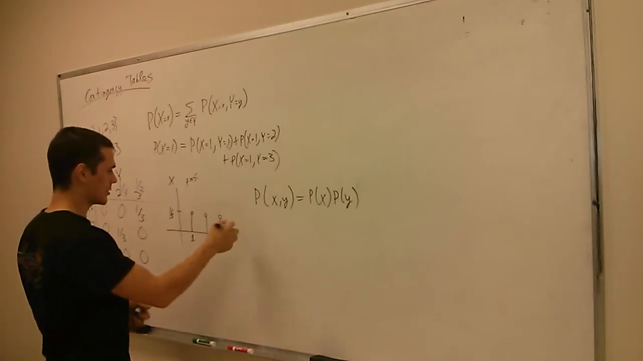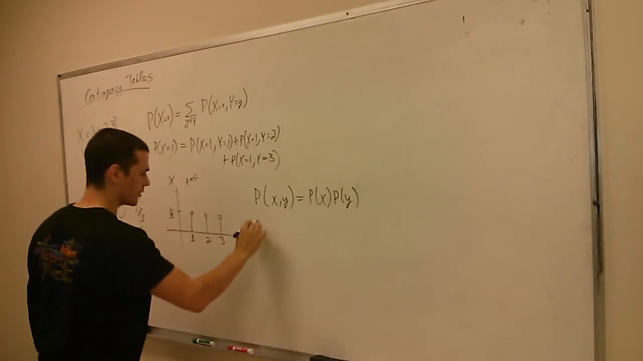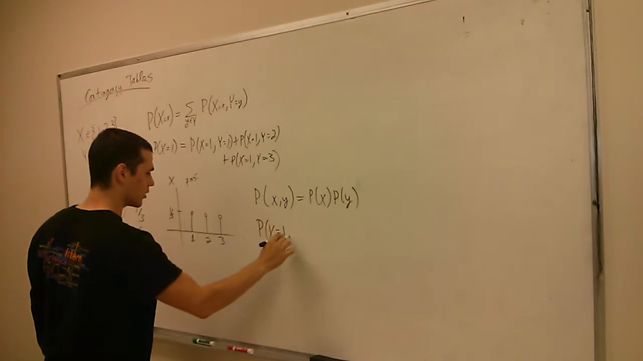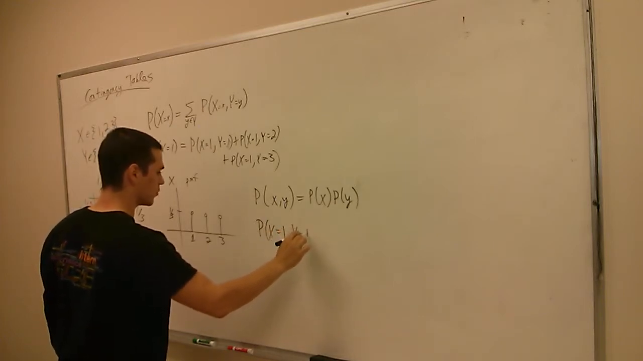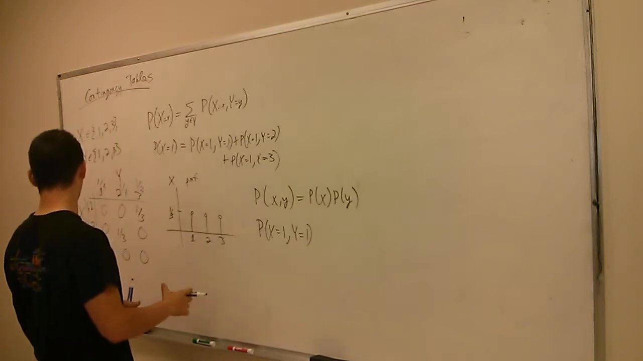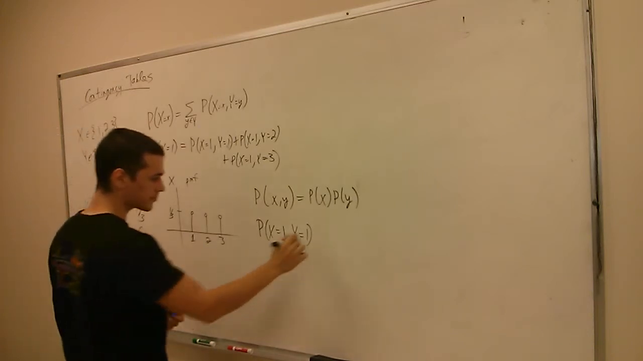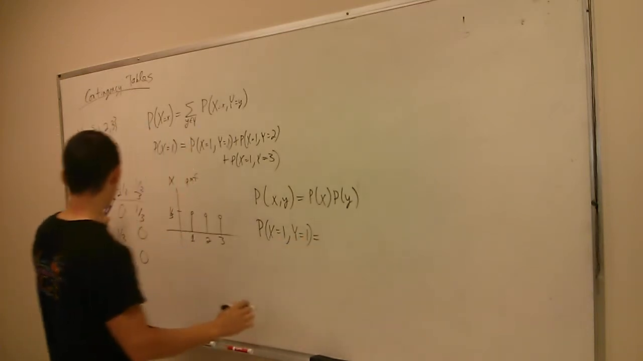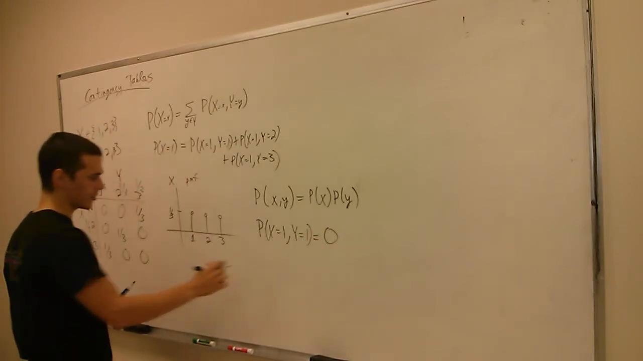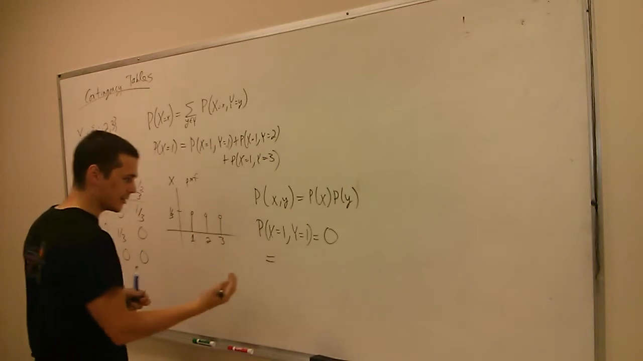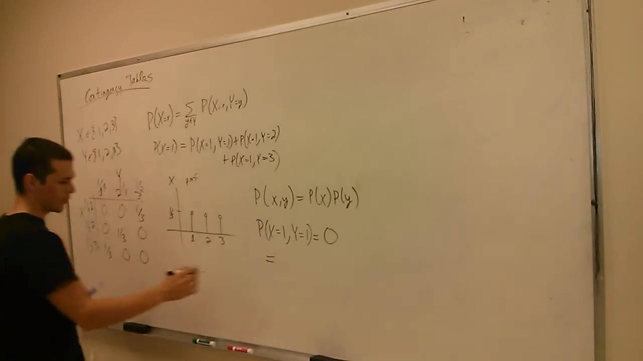So is this the case? Let's look at probability x equals 1, y equals 1, right? Is that a good case? Yeah, sure, why not? So this over here is 0, right? In this joint distribution, it's 0. If they were independent, this would be 1/3 times 1/3.